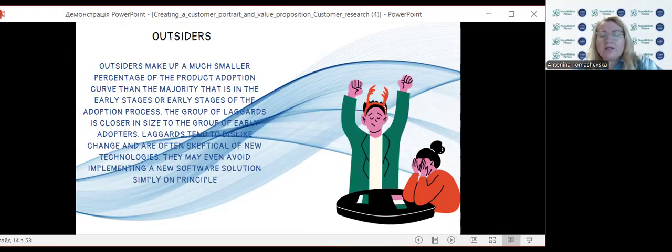Outsiders. Outsiders make up a much smaller percent of the product adoption curve than the majority that is in the early stage of the adoption process.